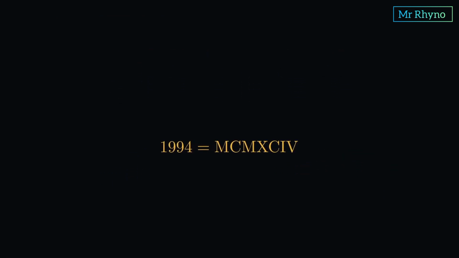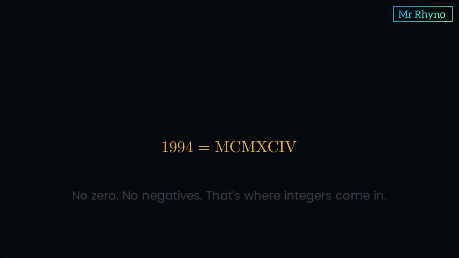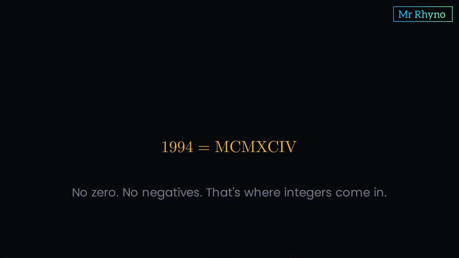Put it all together, and the year 1994 becomes MCMXCIV. Notice something missing. Rome had no symbol for 0 and no way to write a negative number. That gap is exactly why integers were such an enormous breakthrough.